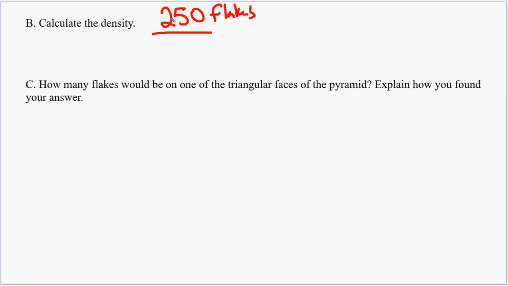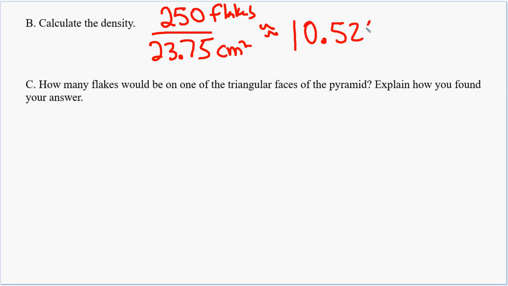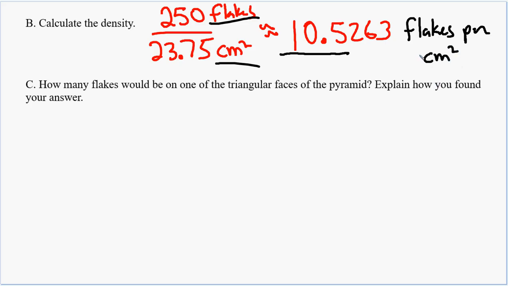So there's our total amount of those, and then we're going to divide it by the available surface area, 23.75 centimeters squared. So if we do that division, and let's take this out to as many decimals as we can, I took it out to 10.5263. Now our units are going to be numerator units per denominator units. So this 10.5 is flakes per centimeter squared. So every square centimeter is going to have between 10 and 11 gold flakes on it.